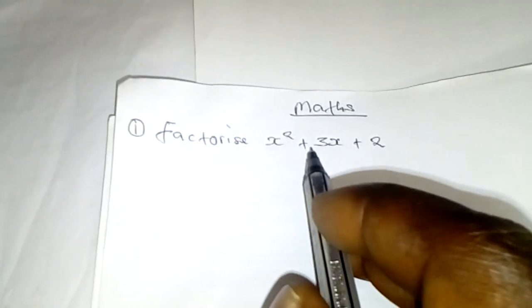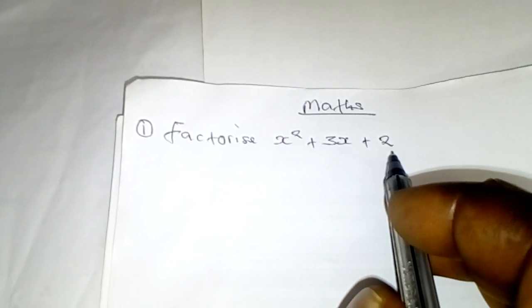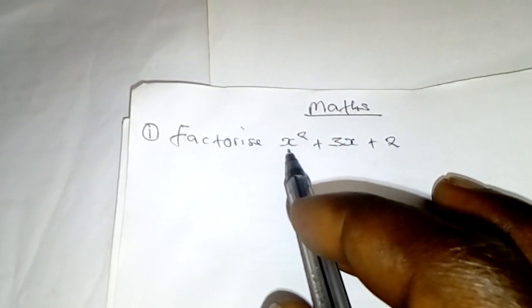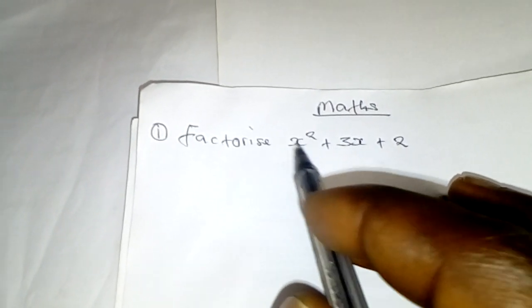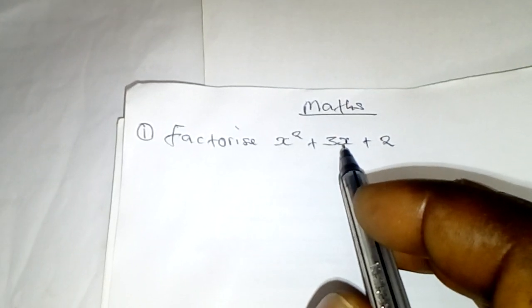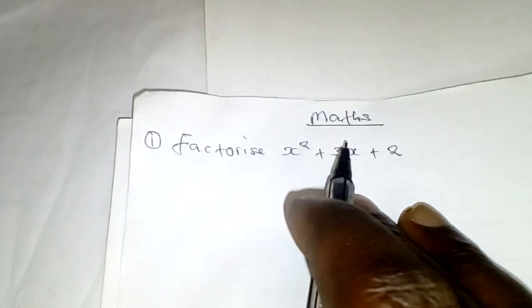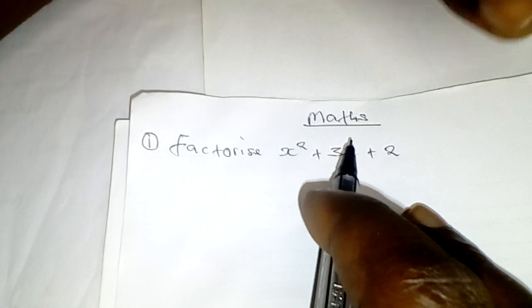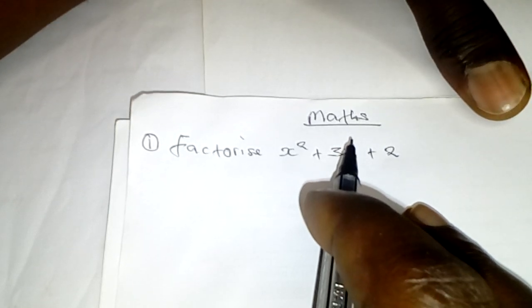I want us to solve the question which is saying factorize x to the power 2 plus 3x plus 2. So the question is coming from algebra. So this is a quadratic expression. Now how do we factorize this one? Please follow me as I work it out.